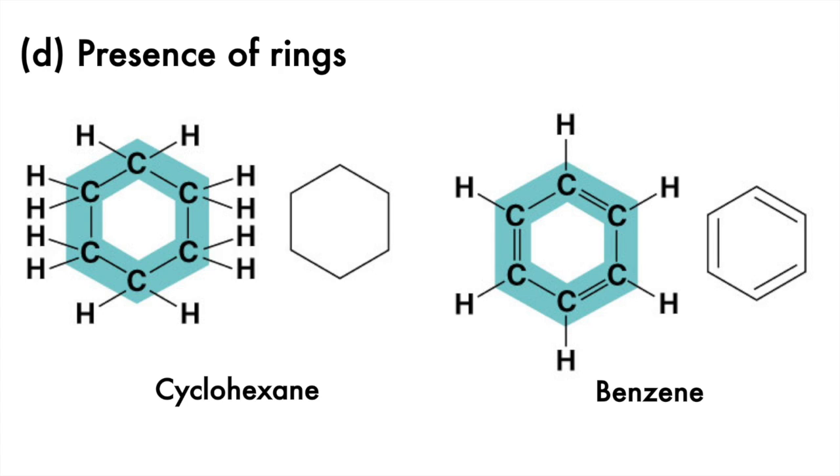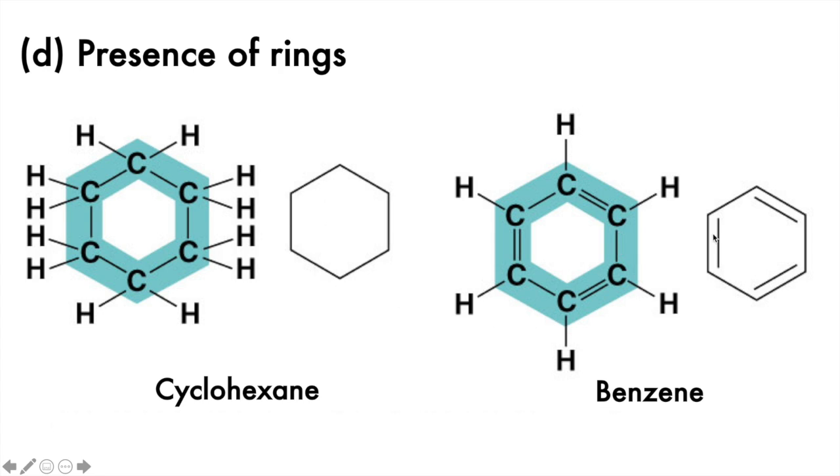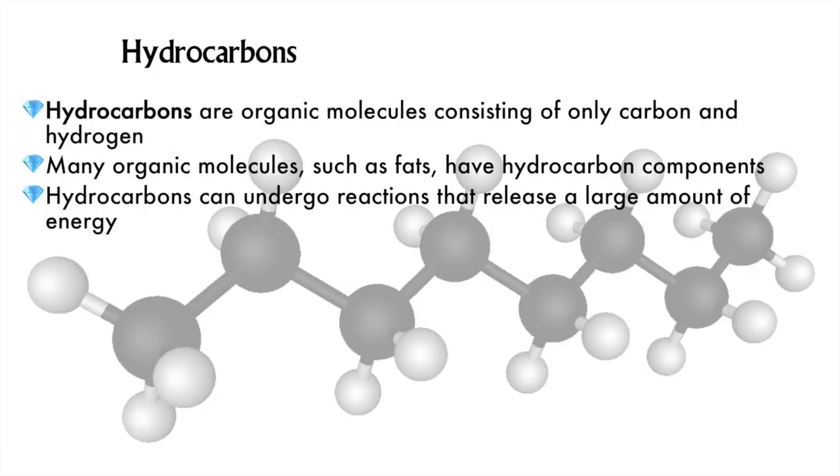Something else we can see in this image is a shorthand that is used in chemistry. If there is only carbon and hydrogen in a molecule, you only need to draw lines to indicate where the carbon atoms are and assume that hydrogens fill in the rest of the four covalent bonds. A double line means a double bond. So you can see this hexagon here represents cyclohexane. This hexagon over here with the alternating double bonds represents benzene. These molecules with only carbon and hydrogen are called hydrocarbons.